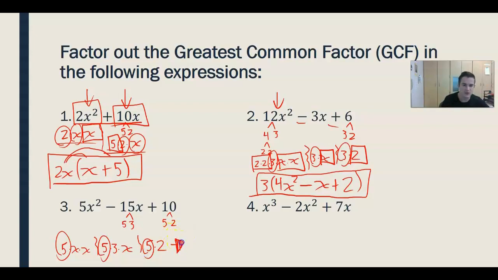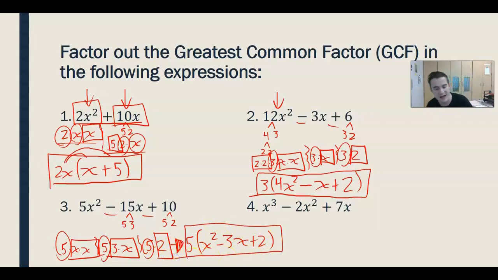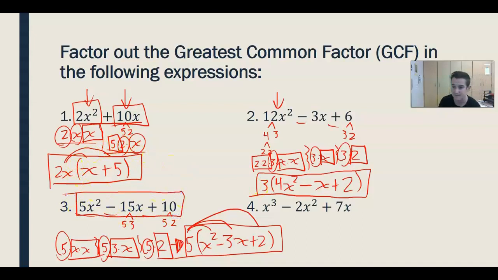So I'm going to rewrite this expression as 5, and then here in this first term I have x squared left. Here in this second term I have 3x left, and I have a minus, so minus 3x. Here I have a 2 left, so plus 2. So that expression is equal to 5 times x squared minus 3x plus 2. And again, you notice if I were to distribute 5, multiply 5 by every term in this parentheses, I would get this expression back again.